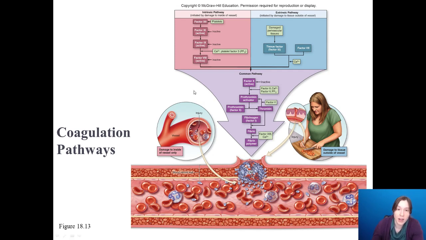The intrinsic pathway is going to be damage to the inside of the vessel, and the extrinsic pathway is damage to the outside of the vessel. That's what sort of causes those.